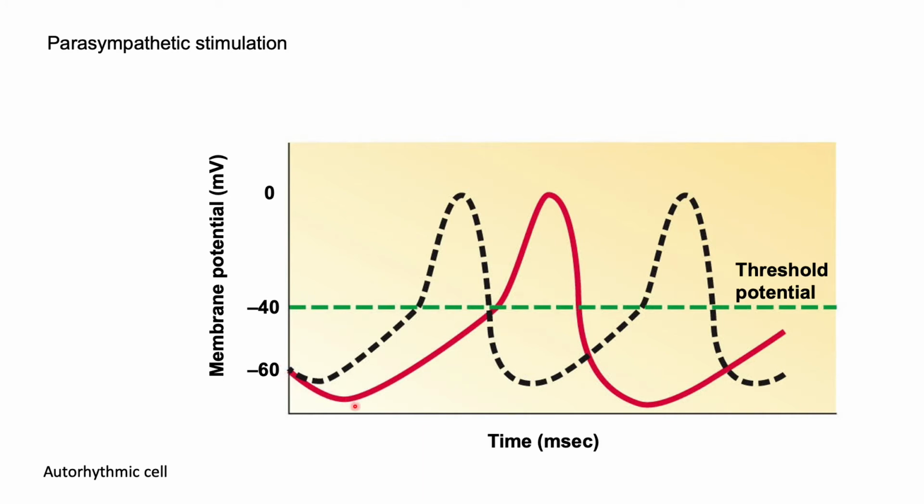We hyperpolarize more, so you can see we're going past negative 60 here, maybe down to negative 70 or so. So we're becoming more negative. We're also prolonging this drift to threshold. By prolonging this drift here, this pacemaker potential, we're going to hit threshold less often, okay, and get fewer action potentials, therefore fewer depolarizations, fewer contractions. So where we hit threshold twice before, we're only hitting it once here for a single action potential in this autorhythmic cell. So we've slowed the heart rate.